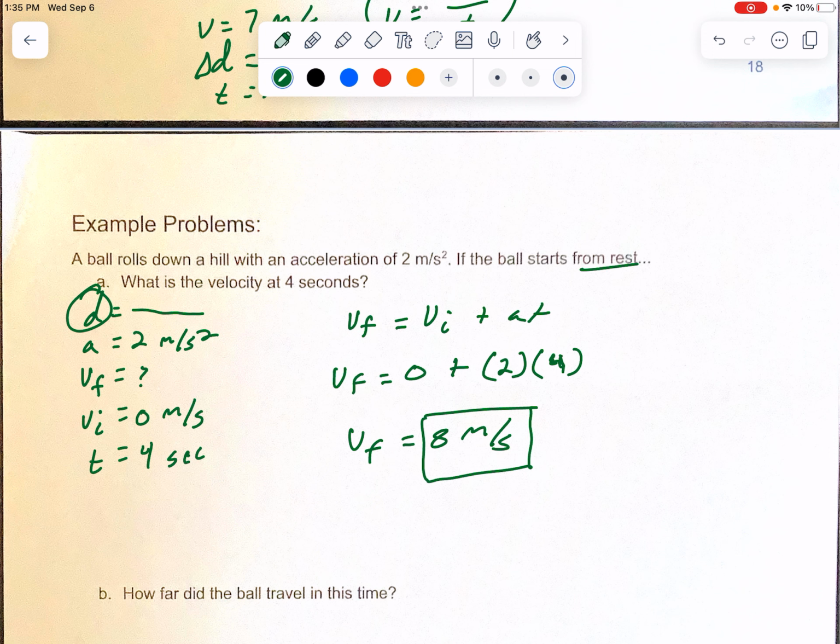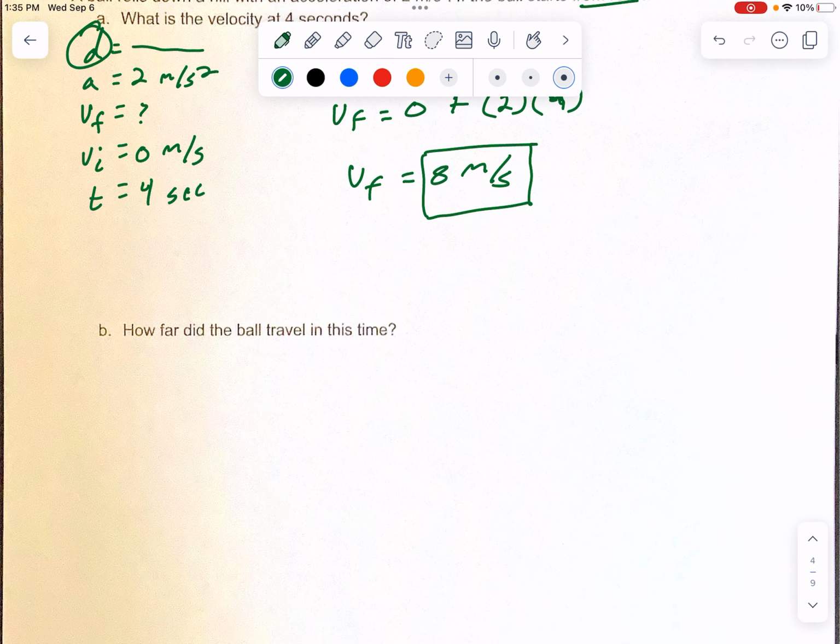It's just labeling down what you have, writing down what you have, and then just figuring out what you're looking for and which one they don't mention at all. So B, we're going to keep going. Okay, so it says, how far did the ball travel during this time? So I'm going to do my Daffy T again. Now, distance is what we're looking for now because I want to know how far did it go.